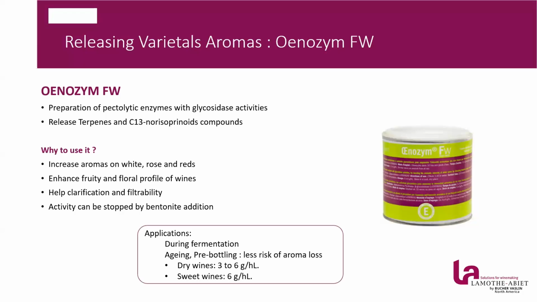So using it pre-bottling will help you to not lose too many aromas, to protect them and make sure they are not going to be oxidized. The dose, so it's a powder, is 3 to 6 grams per hectoliter on dry wines and 6 grams per hectoliter on sweet wines. So this kind of solution can help to accelerate the readiness of your wine before bottling.